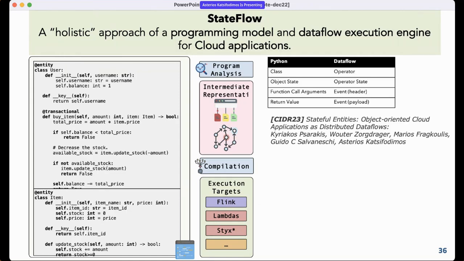Let me show you now how this will run in the Dataflow graph. Now, the question basically that we have here is the following. Can I take this code, compile it, extract from it functions, and then rewrite them such that they form a Dataflow graph? Let's see how this can work.